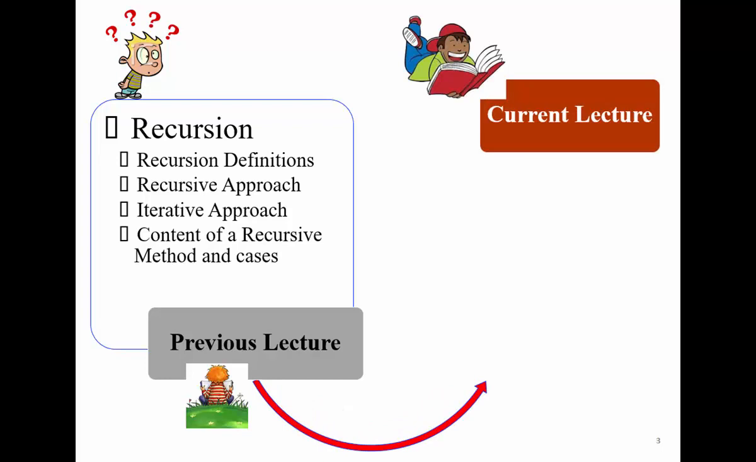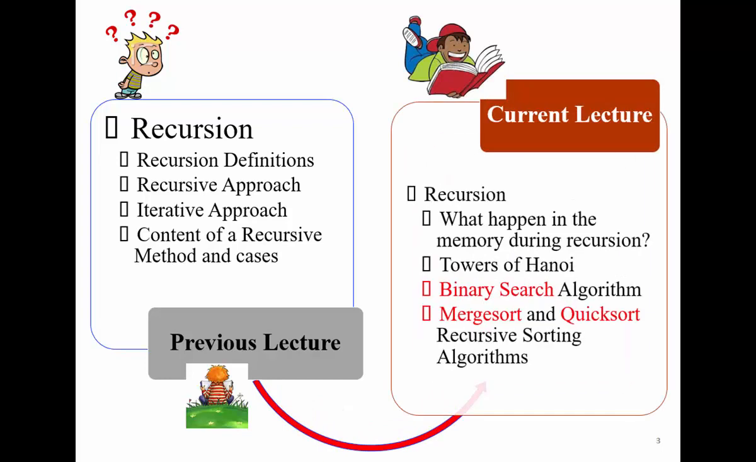Today we'll continue discussing recursion. We're going to see what happens to the memory during recursion. We'll discuss the Tower of Hanoi, one of the famous problems in the literature, and the binary search algorithm from the recursive point of view. We will see the time complexity and how we can analyze recursive methods to extract their time complexity.